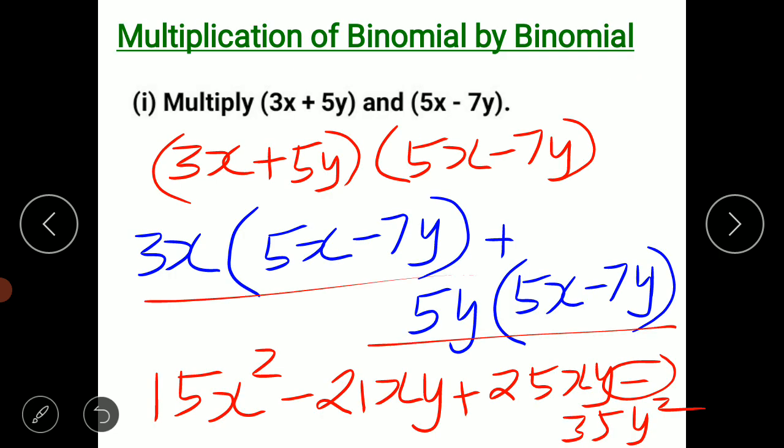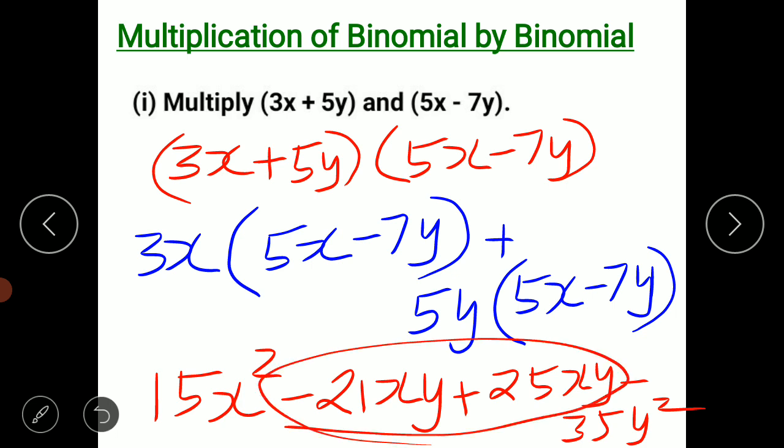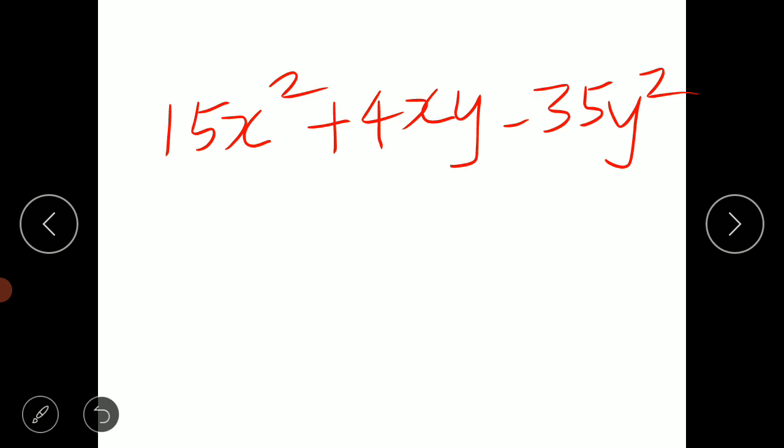First step, very simple, very easy also. We write like this, then we are opening the bracket. After opening the bracket, check whether there are any like terms to be simplified further. If there is nothing, that's all. This is the final step. If there is anything to be simplified with like terms, we need to simplify. Then we get finally 15x square plus 4xy minus 35y square.